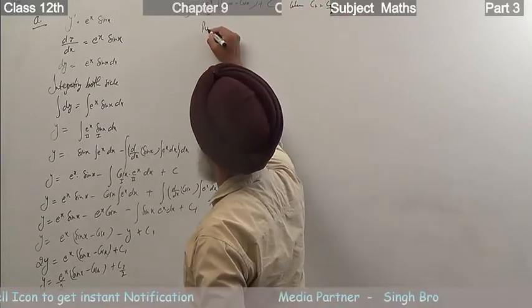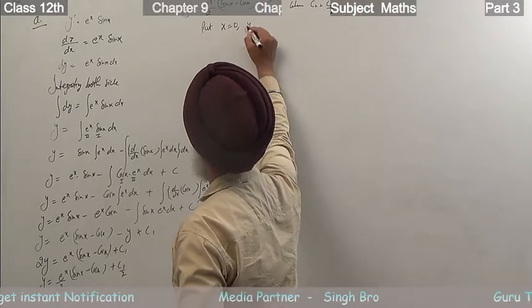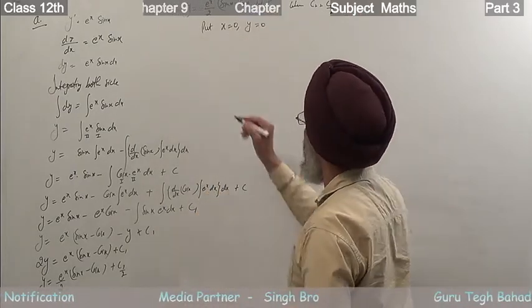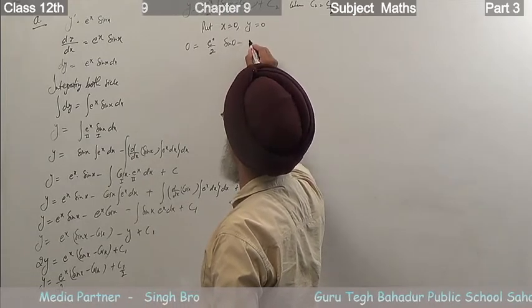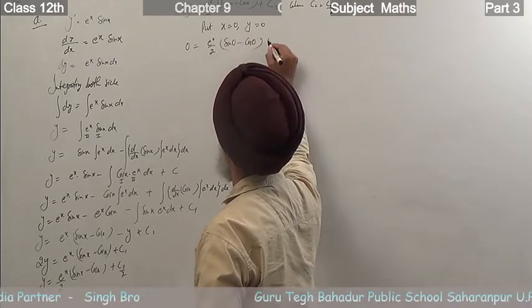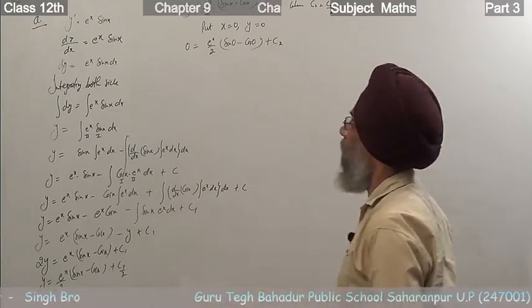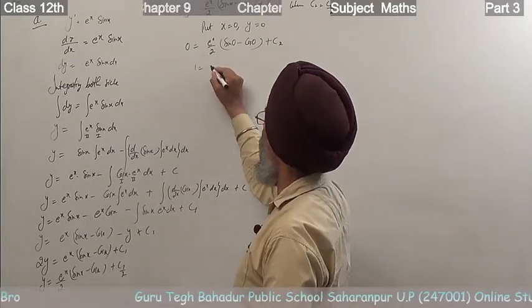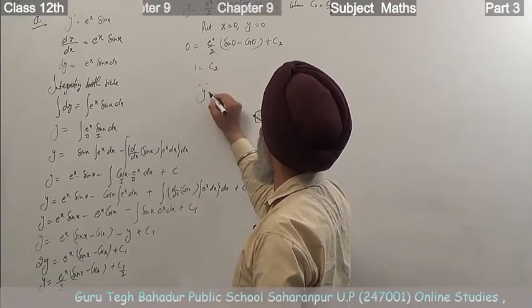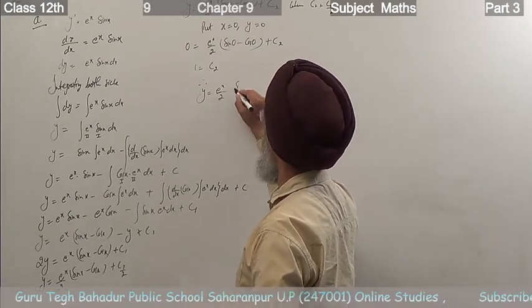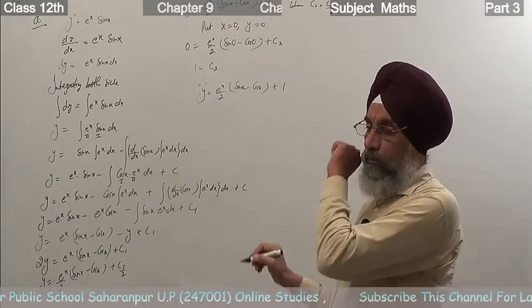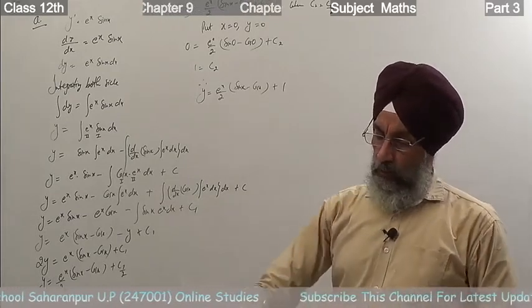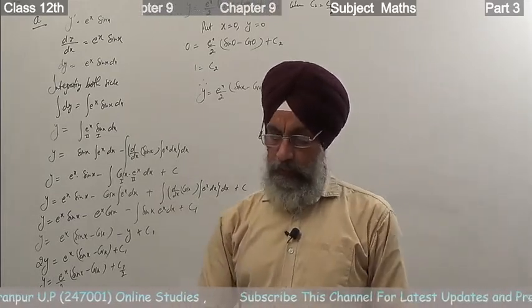Now put x as 0, y as 0 here. It is 0 is equal to e to the power 0 upon 2 times sin 0 minus cos 0 plus c2. The value of cos 0 is 1, so 1 upon 2 is equal to c2. Therefore y is equal to e to the power x upon 2 times sin x minus cos x plus 1 upon 2, which is the required equation that we require here.